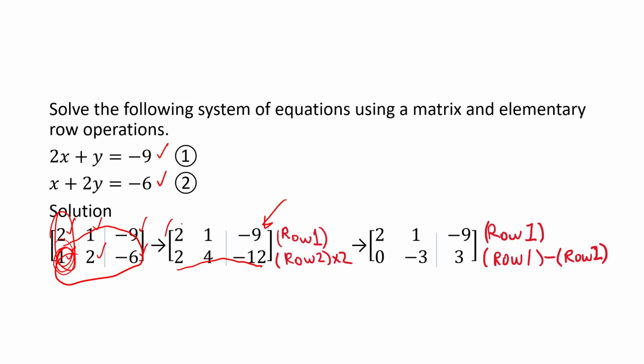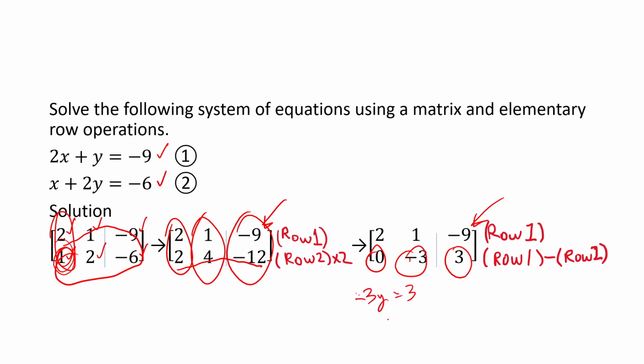Now, what I realize is I can subtract 2 minus 2 and get 0. I can subtract 1 minus 4 and get negative 3. And then I can subtract negative 9 minus negative 12 and get positive 3. Again, I'm leaving my first row the same. Well, this is very convenient because if you look at that bottom row, the 0, negative 3, 3, that just means negative 3y equals 3, which means y is negative 1.